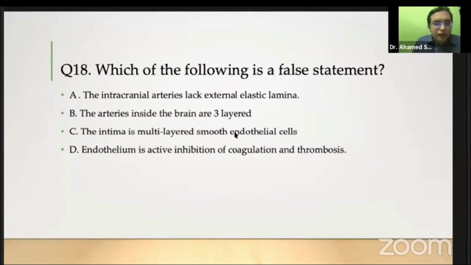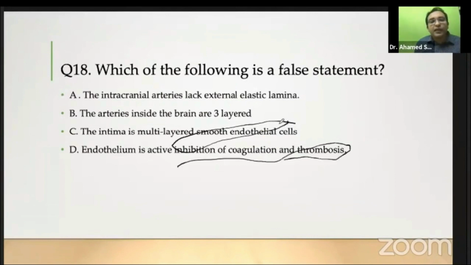The following is a false statement. Actually, the false statement here is that the intima is a single layer of smooth muscle, which helps in inhibition of coagulation and thrombosis. That is why your blood vessels don't get clogged. And you may wrongly think that this is the right answer, but actually intracranial arteries lack the external elastic lamina. And usually the arteries are 3-layered only.